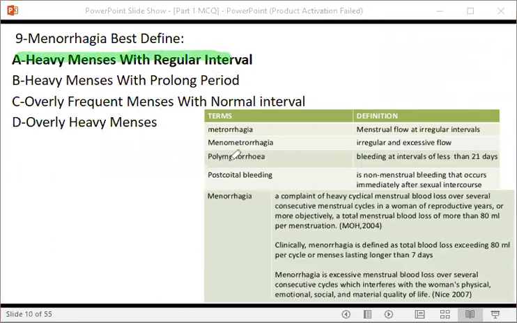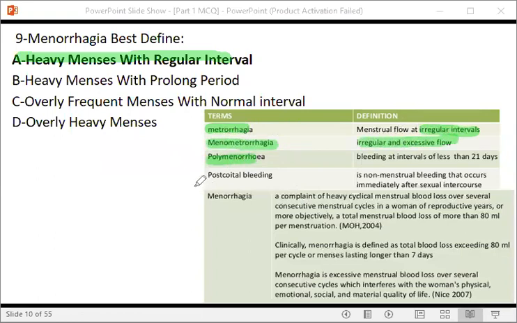Okay, let's see here. The first one is metrorrhagia. What is metrorrhagia? It's menstrual flow at irregular interval. Menometrorrhagia is irregular and excessive flow. So we have irregular interval, which is metrorrhagia, and menometrorrhagia is not only metrorrhagia, it's also heavy or excessive flow. Polymenorrhea is bleeding at interval of less than 21 days. This is the polymenorrhea.